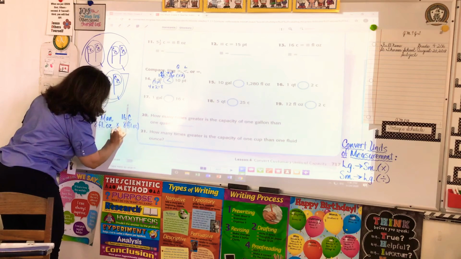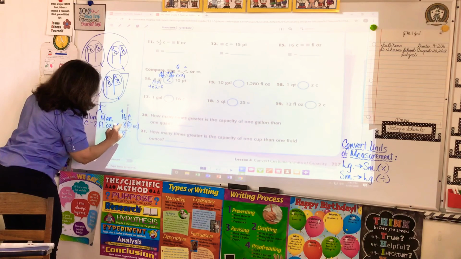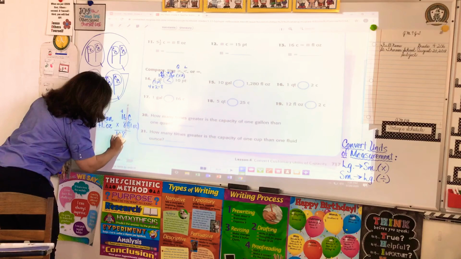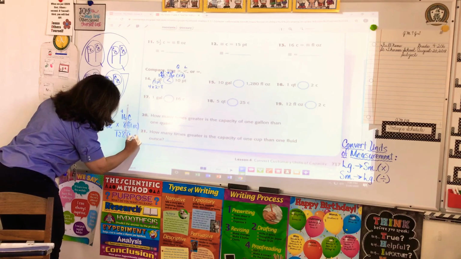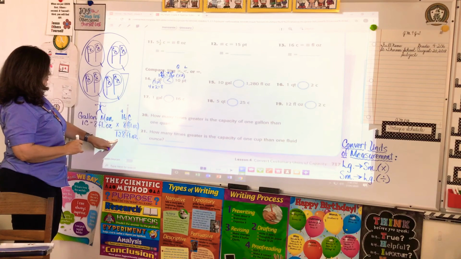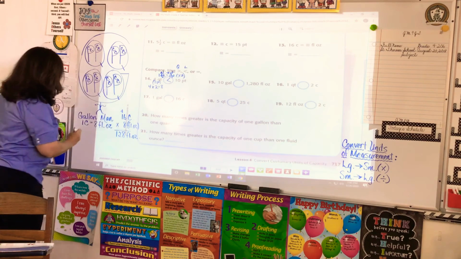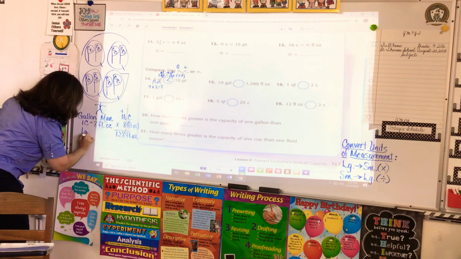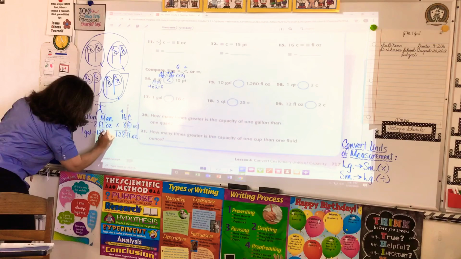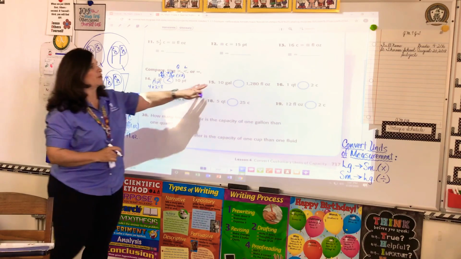Okay. 8 times 6, 48. Carry the 4. 8 times 1, 8 plus 4 is 12. Therefore, 16 cups are 128 fluid ounces. Since 16 cups are a gallon, 1 gallon equals 128 fluid ounces. Now we can deal with this problem.